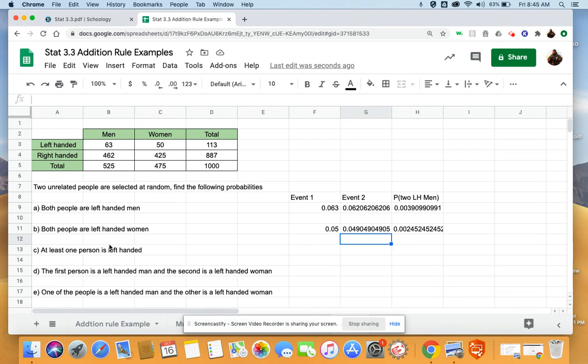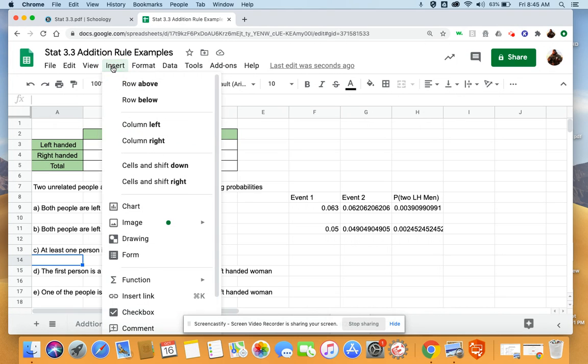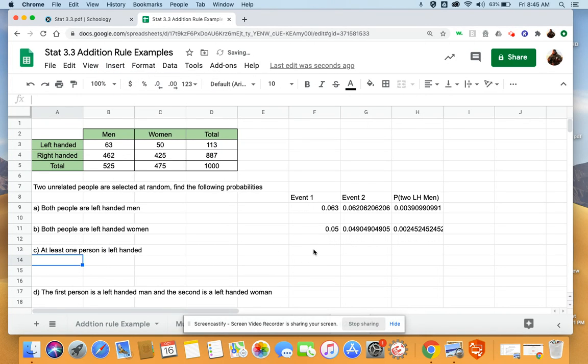So far, so good. The next question says, at least one person is left-handed. And again, keep in mind, the only thing that eliminates is the possibility of 2 right-handed people. So we're going to find the probability of 2 right-handed people. So that's what we'll do first here. I'm going to give myself a little more room here. Insert row above. So we have some more room.